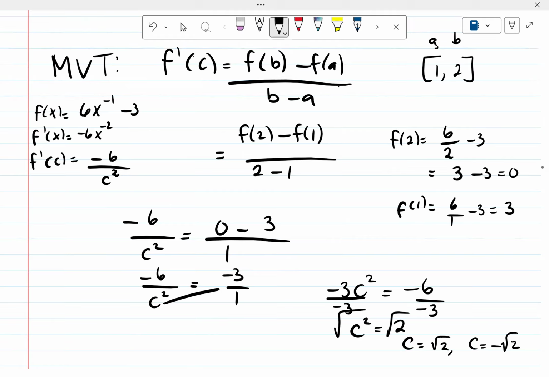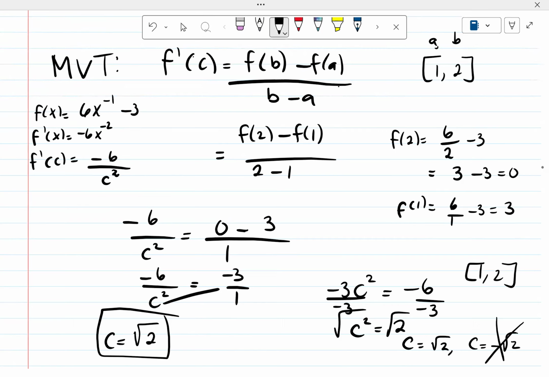Can we use both of those x values? No, we can't include c equals negative radical 2. Why? Because our interval is from 1 to 2, right? So this concludes that our c value is square root of 2.